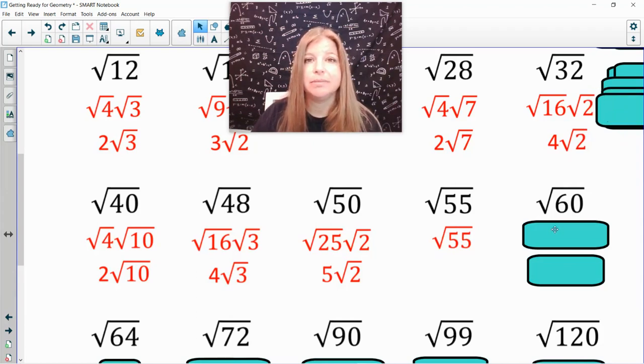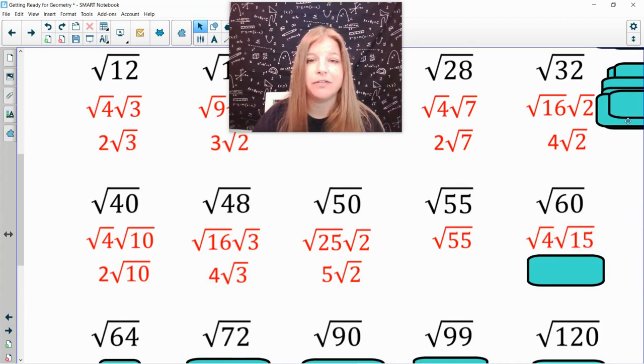Radical 60. Now, let's say you weren't sure. 4 definitely goes into 60, but let's say you're like, I'm not sure if 16 goes into 60. You would just divide 60 divided by 16. It's not going to work out nicely. It's going to give you a decimal, which means that 4 would be the greatest perfect square. So it's radical 4 times radical 15, which is then 2 radical 15.